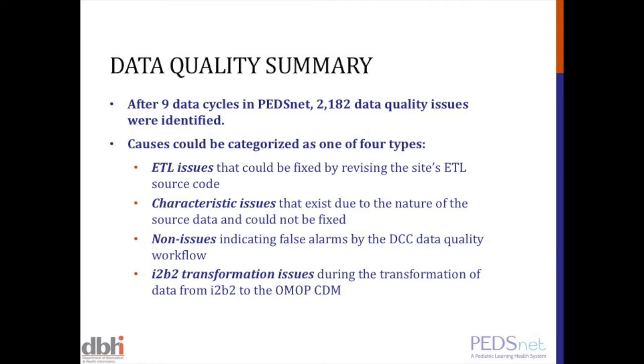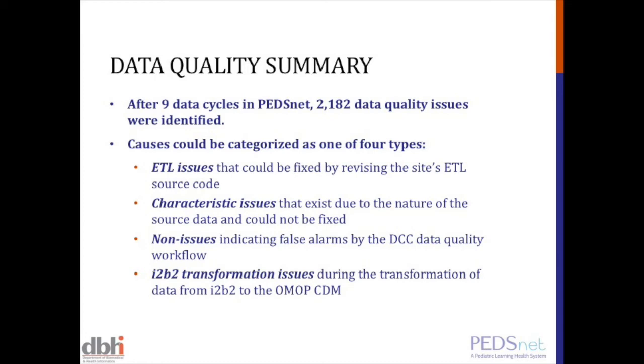What happened? Was there a coding issue? And these are things that are usually fixable. So feedback to the sites can lead to that issue disappearing in the next cycle. Characteristic issues are things that are kind of inherent in the source data, and you can't necessarily fix them, in which case we're kind of curating and keeping track of what those issues might be.